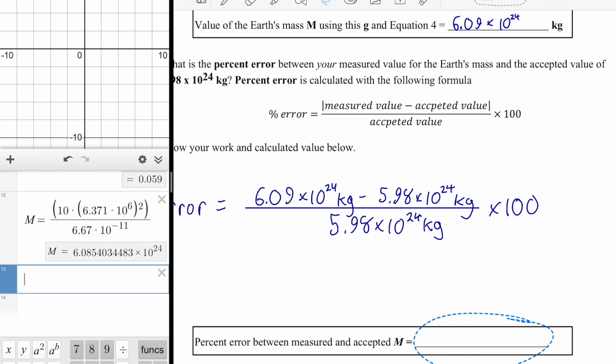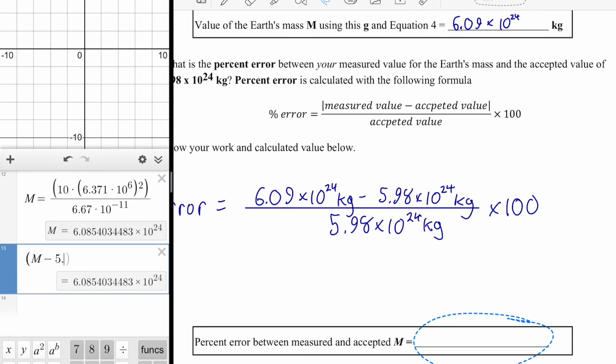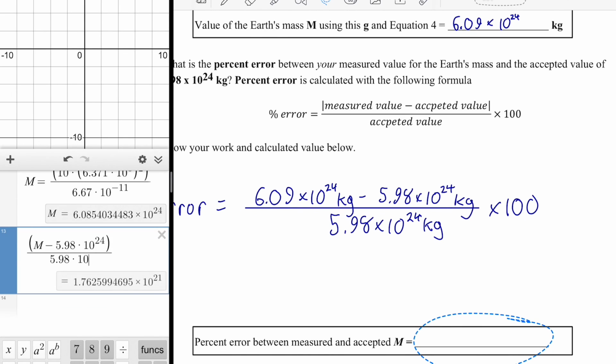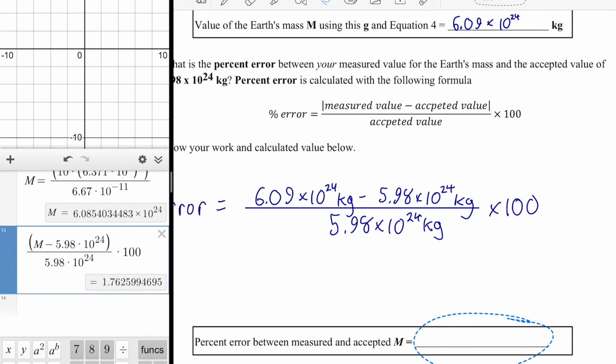All right, so let's see what we get. So we'll just take the difference between our two values. So I will take the calculated one now, because I don't want to round unnecessarily. And then we'll subtract the accepted 10 to the 24. We can see right away they are fairly close. They're both on what's called the same order of magnitude, which means the same factor of 10. They both have that 10 to the 24 in the scientific notation. And then we'll divide by the accepted 5.98 times 10 to the 24. Multiply by 100 to turn it into a percentage, and that means we have a percent error, quite small, remember, this is made-up data, of 1.76%.